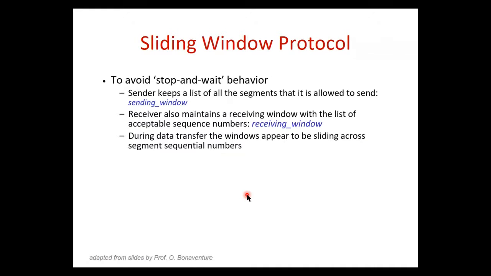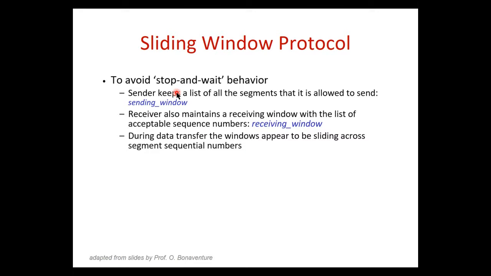Okay, now we are going to do pipelining. And in order to do pipelining, the sender needs to keep a list of all the packets that it is allowed to send. That list is going to be kept in a sending window. It's called the sending window or sender window, okay? The receiver will also maintain a list of the acceptable sequence numbers. And that will be called the receiving window.